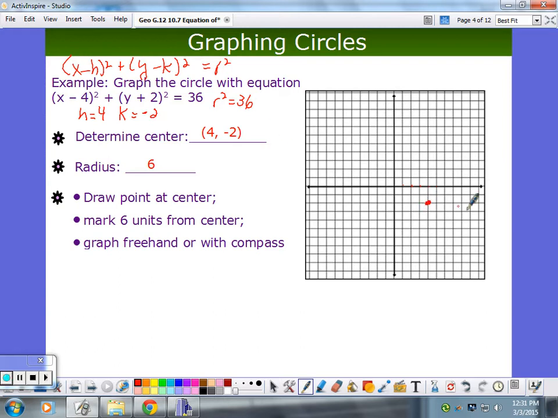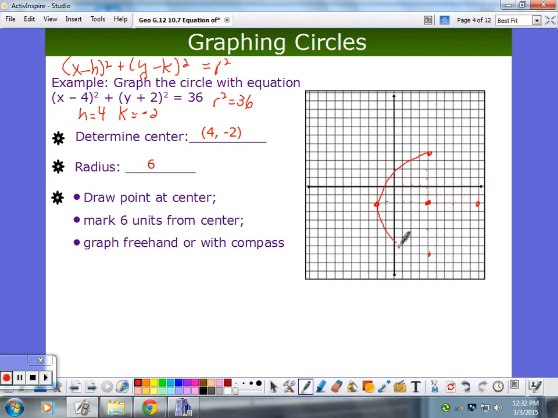This is easy to do horizontally or vertically. So I'm going to go 1, 2, 3, 4, 5, 6 in each direction, up, down, left and right. Now going around is a little hard, right? So basically you're sketching the circle, and now I'm just freehanding it.